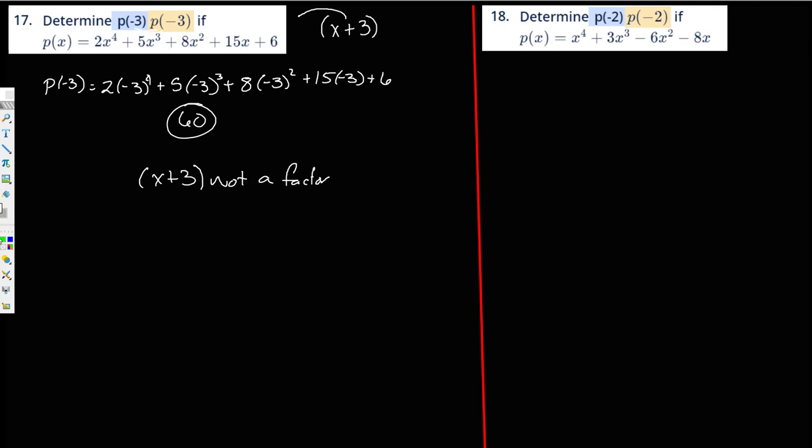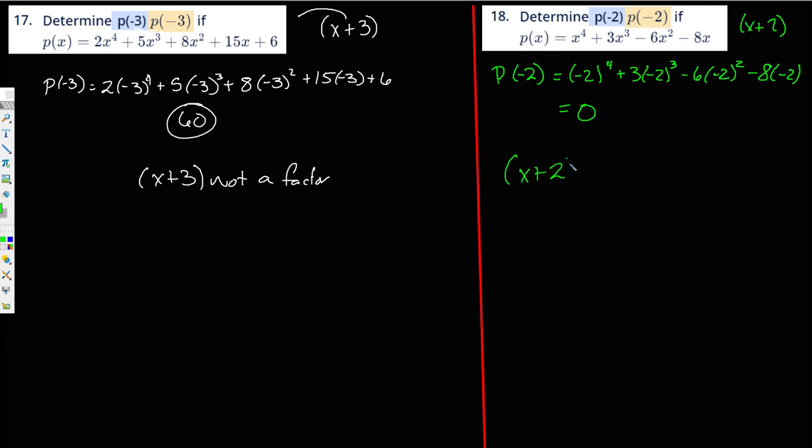And then we can do the same thing over here on this next one, p of negative 2. So this is like asking, is x plus 2 a factor? And so we plug in a negative 2 to the 4th plus 3 times negative 2 cubed minus 6 times negative 2 squared minus 8 times negative 2. And that gives you a 0. So x plus 2 is a factor.